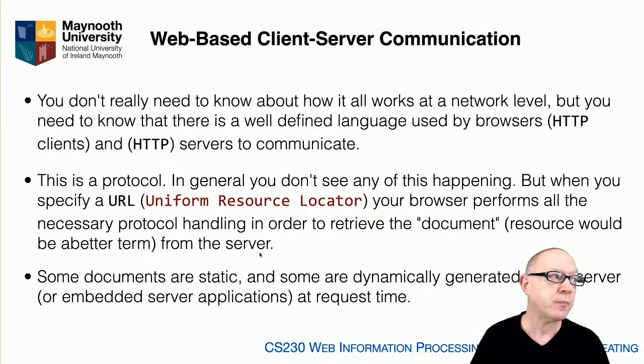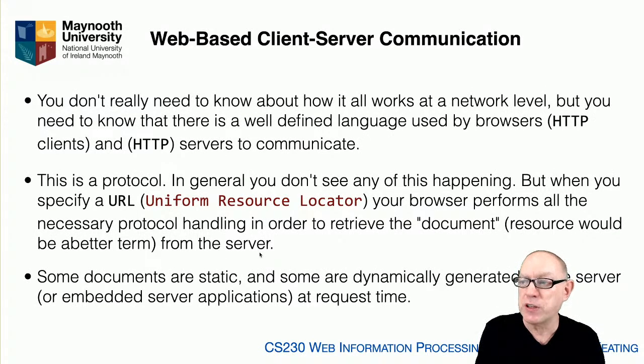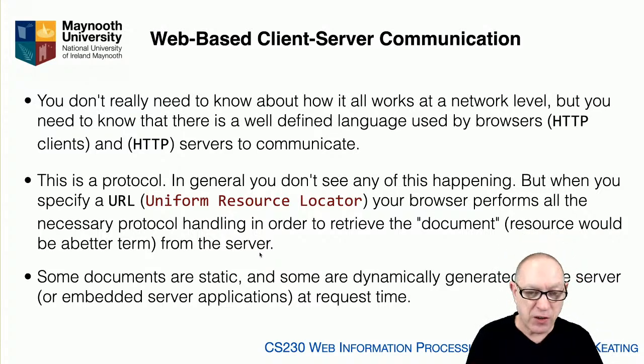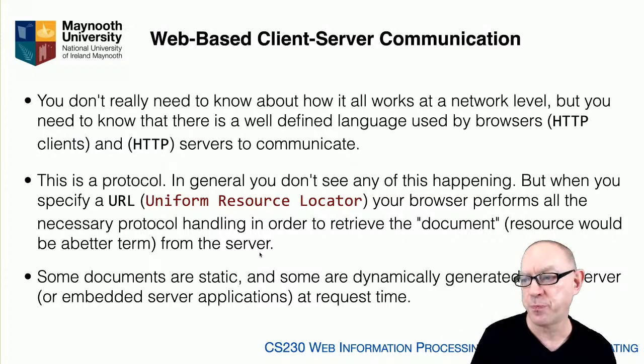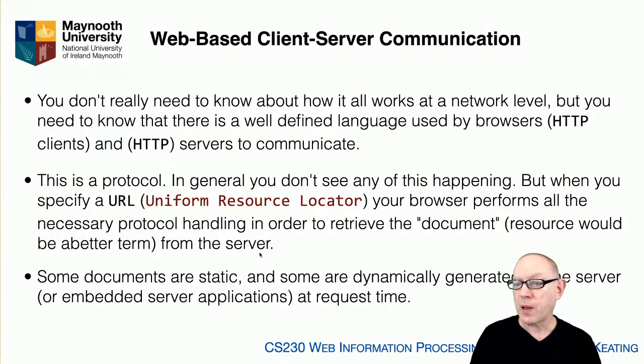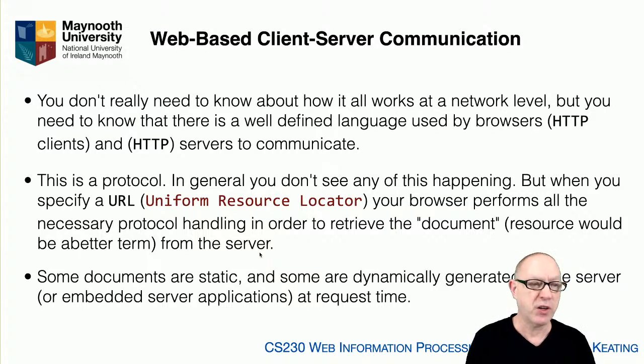You don't need to know how it all works at a network level, but you need to know that there's a well-defined language or protocol used by the browsers, and browsers are just HTTP clients and servers who can talk HTTP in order to communicate with each other. So it's a protocol. In general, you don't see any of this happening. It's all hidden from you. But when you specify a URL, Uniform Resource Locator, your browser performs all of the necessary protocol handling in order to retrieve the document, or resource, that's a better term, from the server.